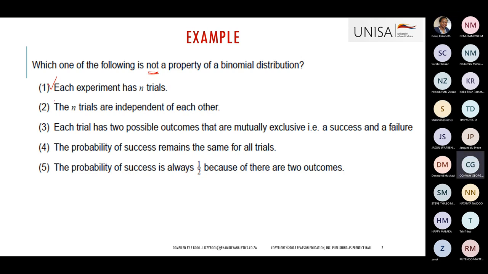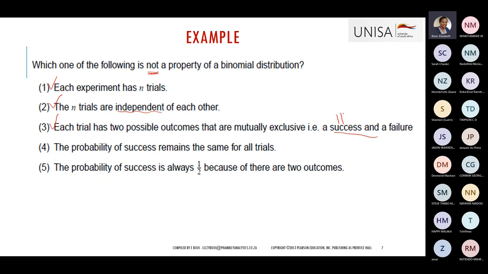The n trials are independent of each other. That would be true, because we said all outcomes or experiments need to be independent. Each trial has two possible outcomes that are mutually exclusive, a success and a failure. True, because we also spoke about this.